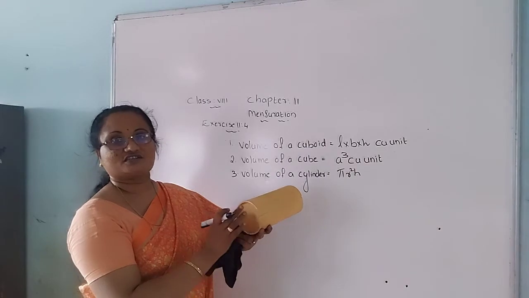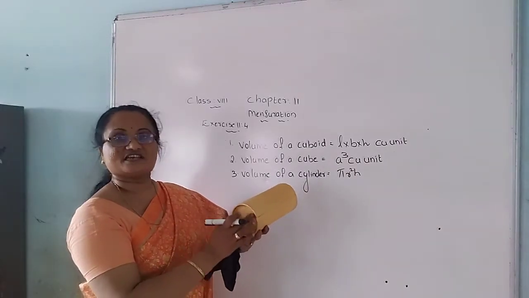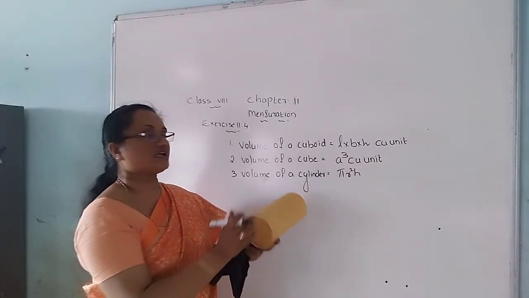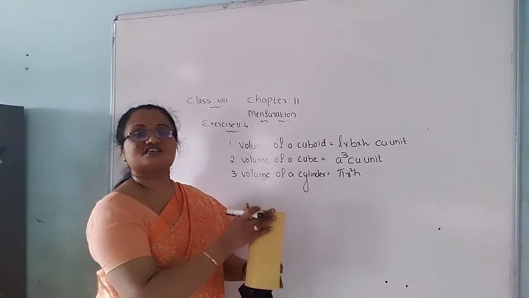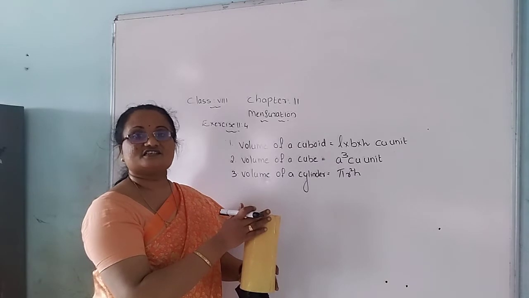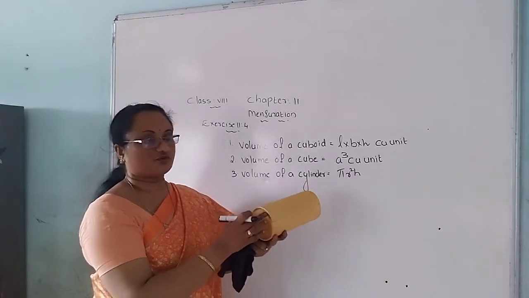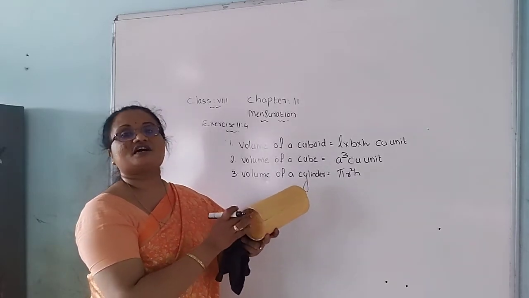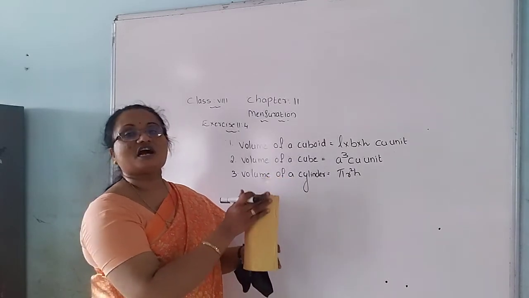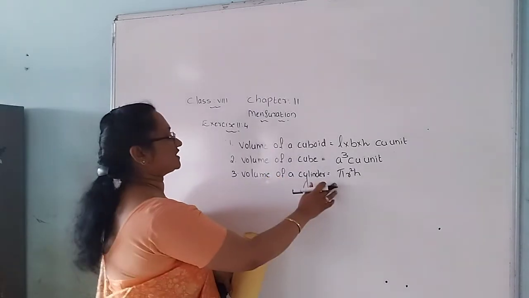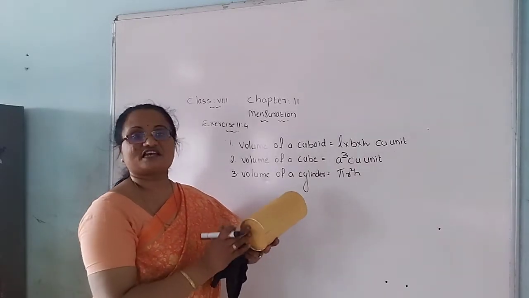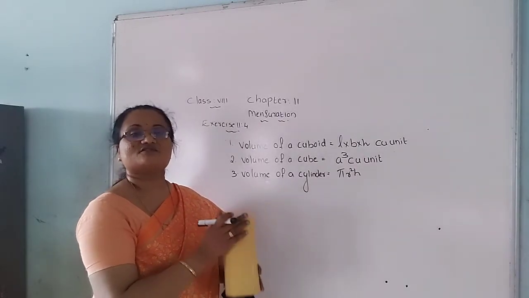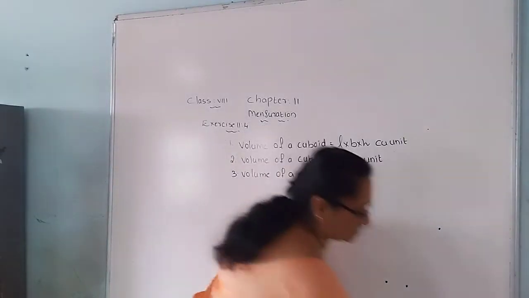That is the base area. What is the formula for the base area of a circle? Pi r square, and multiply with the height of the cylinder. Cylinders are available in different sizes, so what we do is multiply the area of the circular part with the height of the cylinder. That's why the volume of a cylinder is pi r square h. Otherwise we can say base area is multiplied with the height of the cylinder.